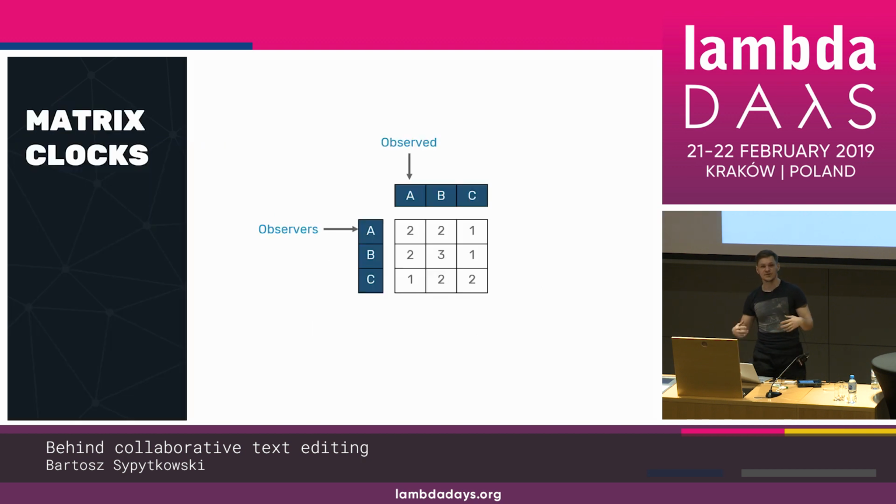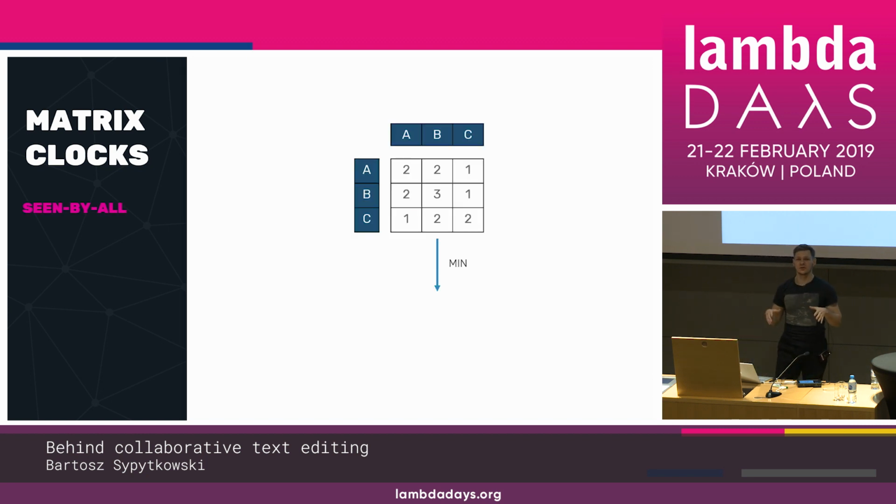And this is solved by dots, vector clocks, and now matrix clocks. So a matrix clock is basically a list of vector clocks, where we are tracking the vector clocks of every single other user.